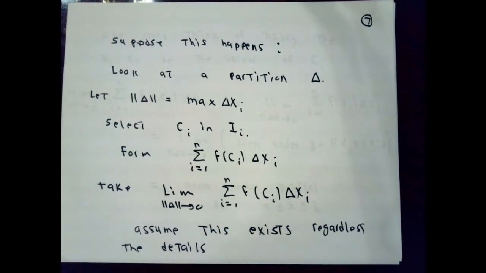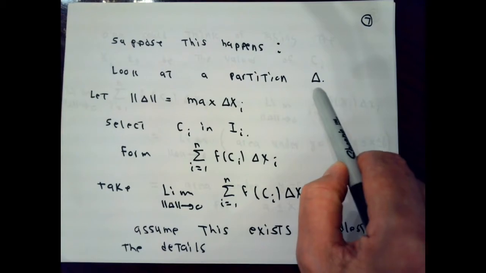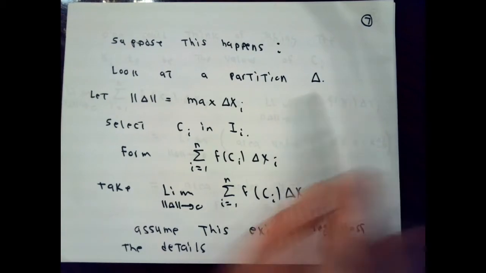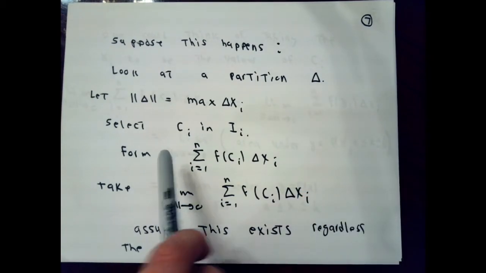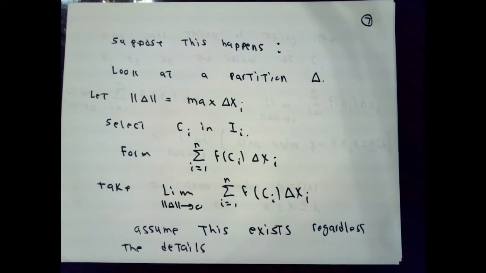Suppose this limit exists regardless of the details. By the details, I mean exactly how you've laid down these partitions and exactly how you pick these ci's. Suppose no matter how you do it, as long as the widths of the subintervals tend to 0, that these sums approach the same number. We call such a function integrable.